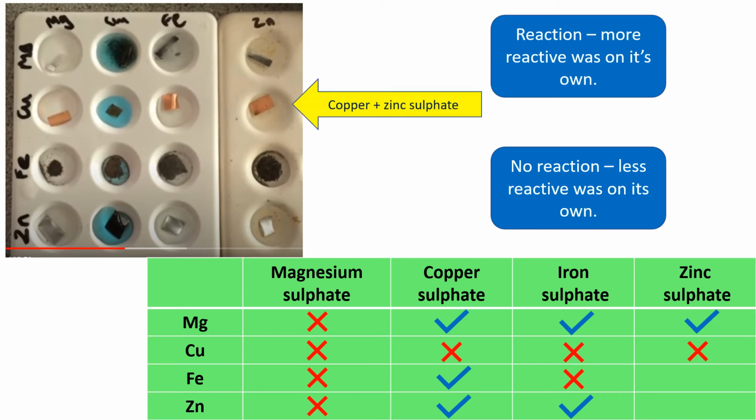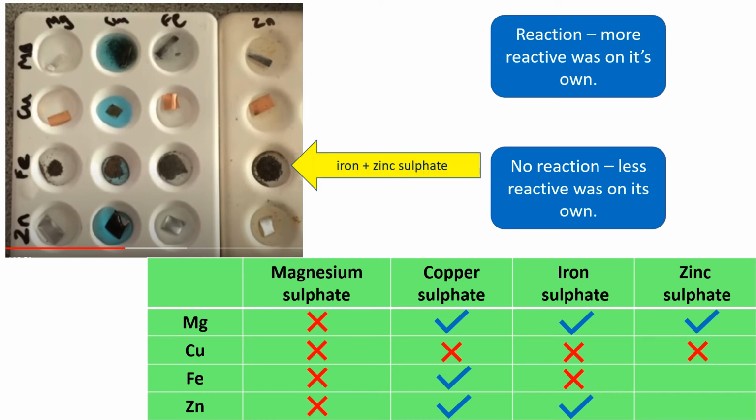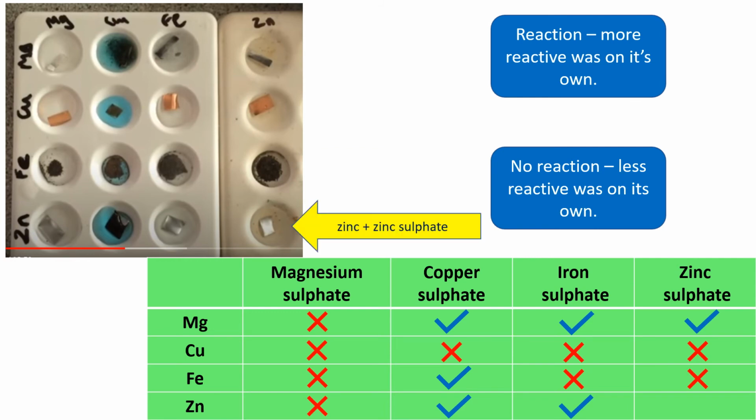This one here, copper plus zinc sulfate. Can't see anything happening there. Iron plus zinc sulfate. I can't see anything happening there. And zinc plus zinc sulfate, well, it's the same metal, isn't it? So nothing's going to happen there either. Okay, so now we've got a set of results. What can we do with it?